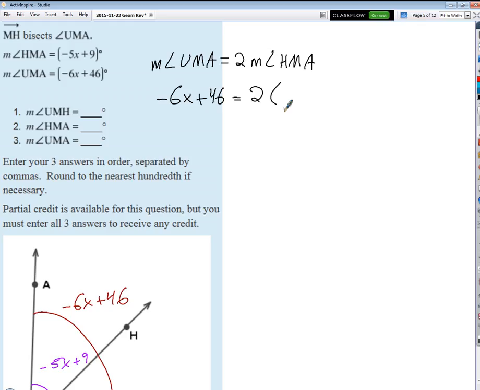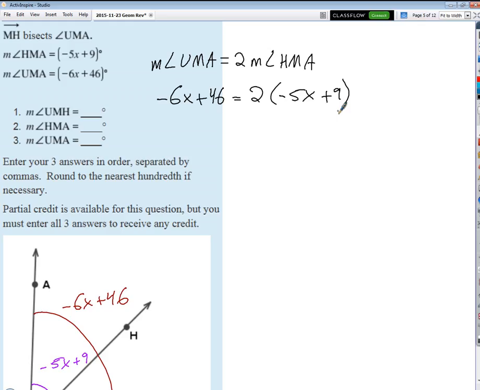So 2 times the small one, negative 5x plus 9. Okay, so we just have to solve that equation. That's not a big deal, though. That's not hard algebra. You guys can do all that. I know you can because we've already gone through much harder algebra than that. What are the steps we go through to solve this?